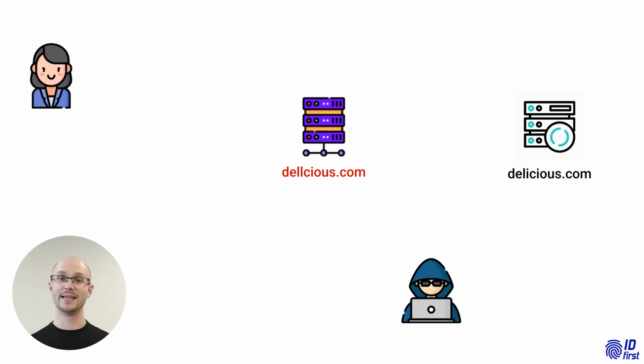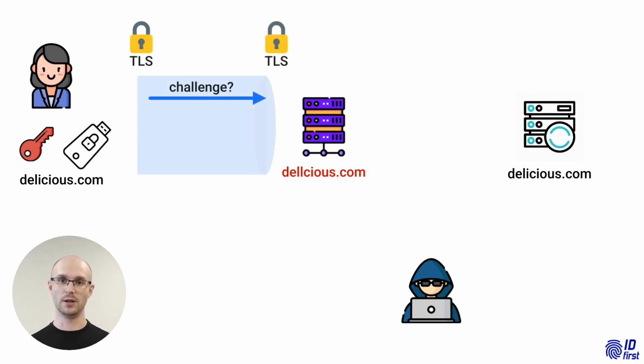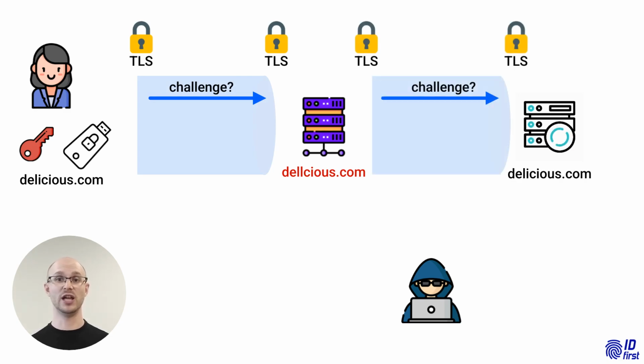But here's where Passkeys and FIDO2 make a difference. The user is about to use her authenticator, which she previously registered with the legitimate server, delicious.com. When the user tries to log in, the application in their browser initiates the protocol, asking the real server for a challenge and configuration. The challenge is then sent to the user's browser, which prepares it for the authenticator.